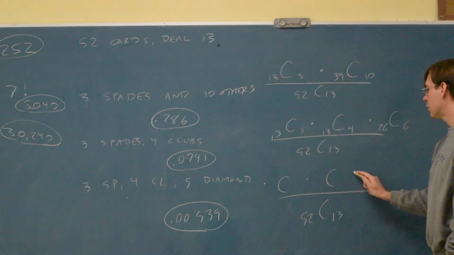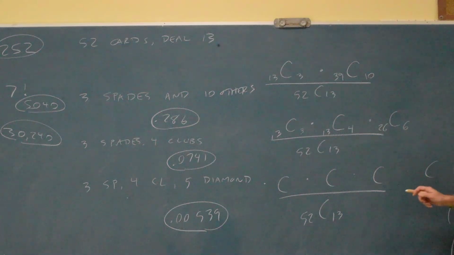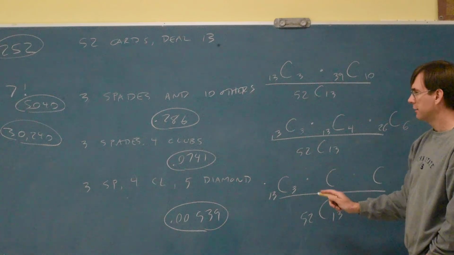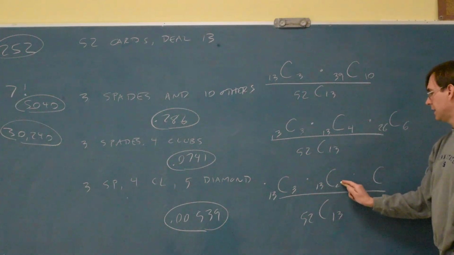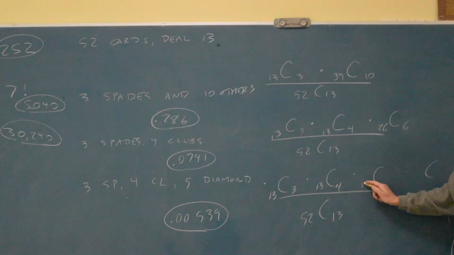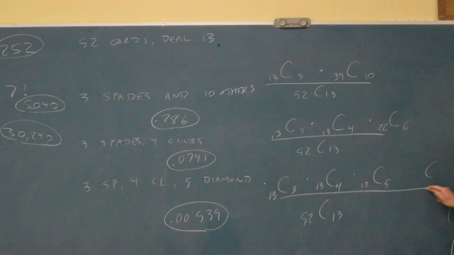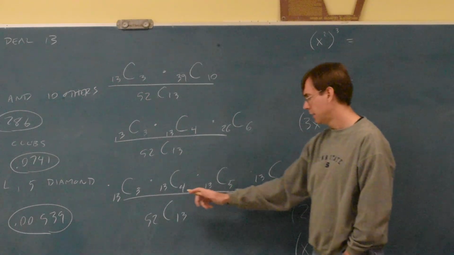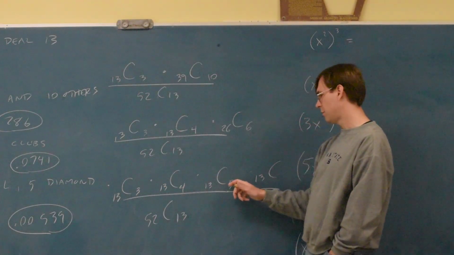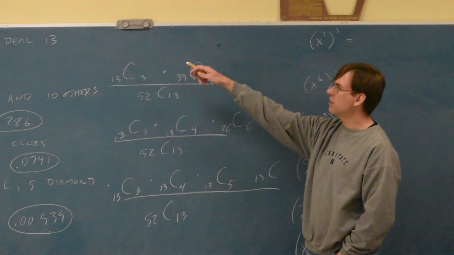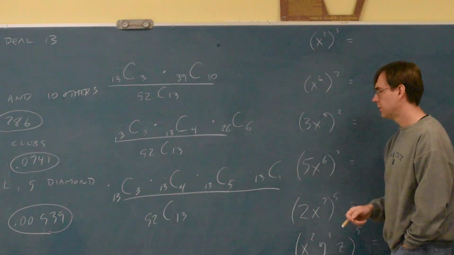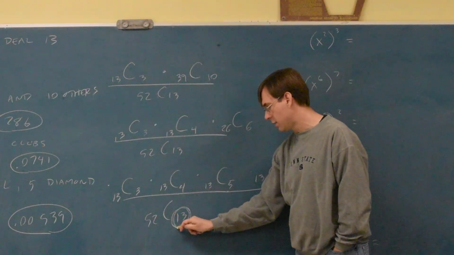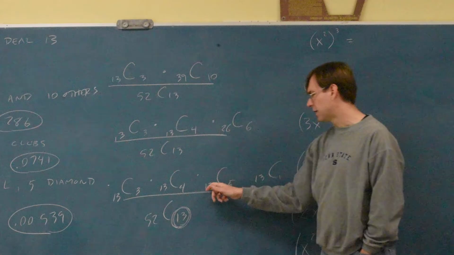This, I'm going to need to do 4 C's. I'm talking about 3 spades, so 13 C3, 4 clubs, 13 C4, 5 diamonds, 13 C5, but then there's others that I didn't name. There's still hearts. There's 13 hearts, and quick add, 3 plus 4 is 7, plus 5 is 12. I'm giving you 13 total cards, so that's 1. The 13 total cards is always appearing here.